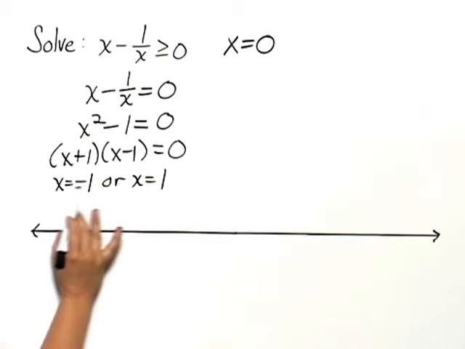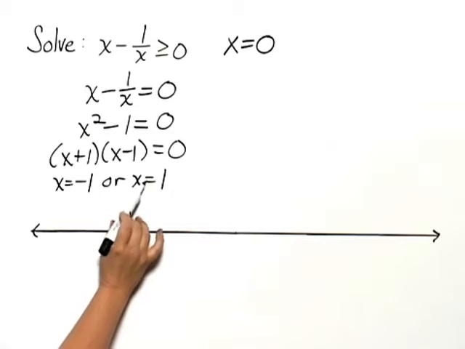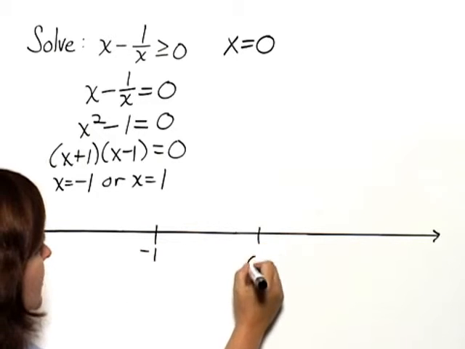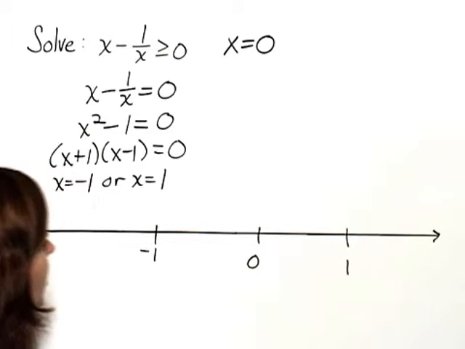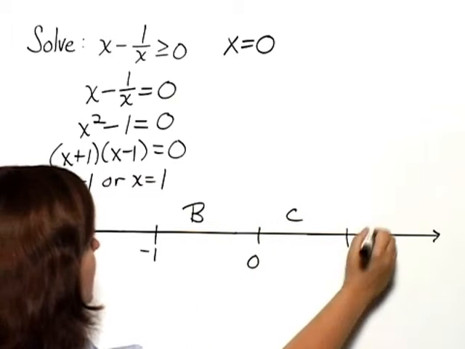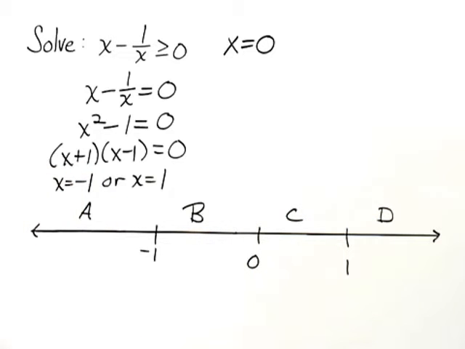So really, from here, we have two x values, and from our discussion up at the top, we have one x value. So this number line is broken into four intervals by the negative 1, the 0, and the 1. And we can label these intervals if we want, A, B, C, and D. Now, under each of these, we want to find out whether x minus 1 over x is greater than or equal to 0 is true in each interval. So let's start with interval A, and we pick an x value in here.